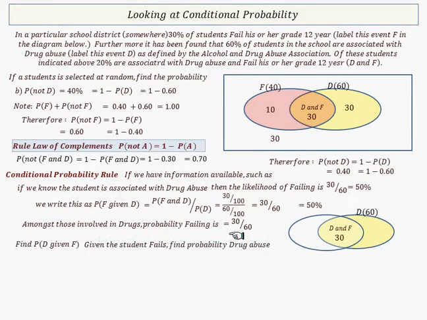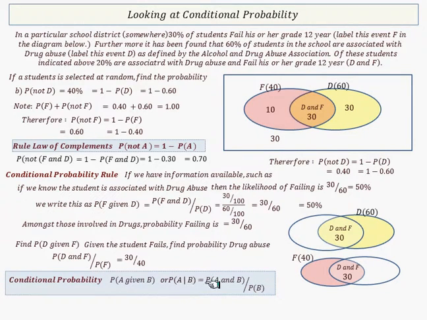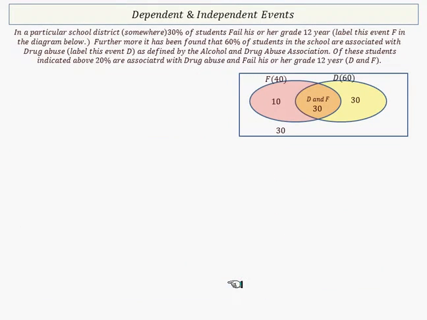In words, amongst those involved in drug abuse, the probability of failing is 30 of 60, or 50%. Now, given that the student fails, we'll look at the other side of it. The student is one of those 40 people. The probability of drug abuse is, of course, 30 out of the 40, and that is 75%. The conditional probability rule, then, is given on the screen here. You divide by the probability of B, and on the top is the probability of A and B.